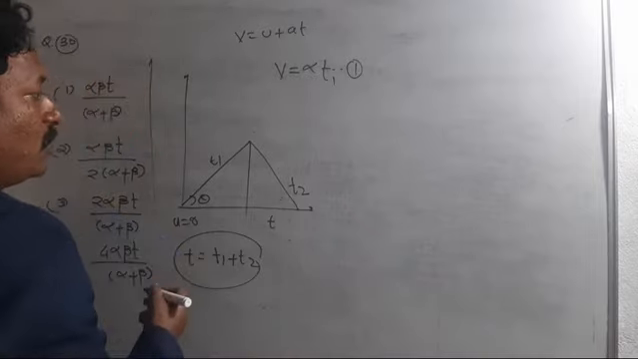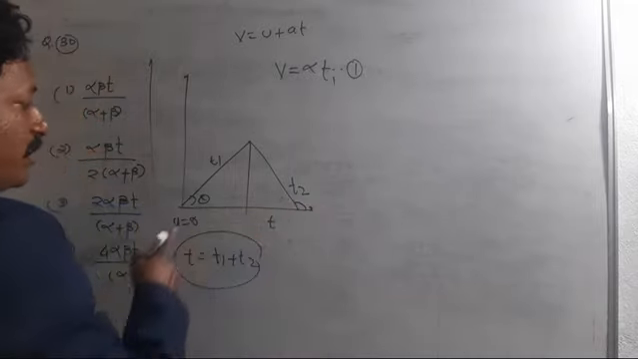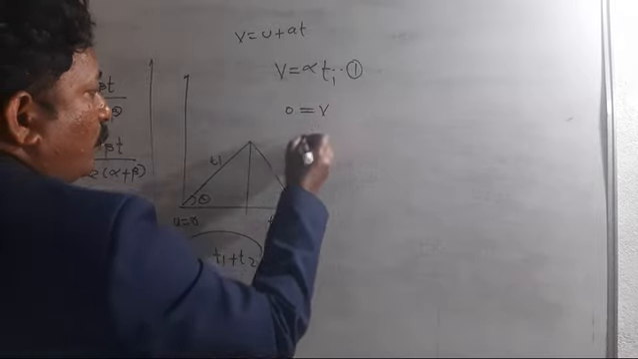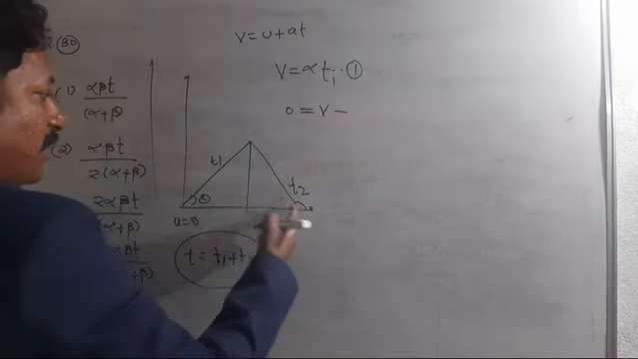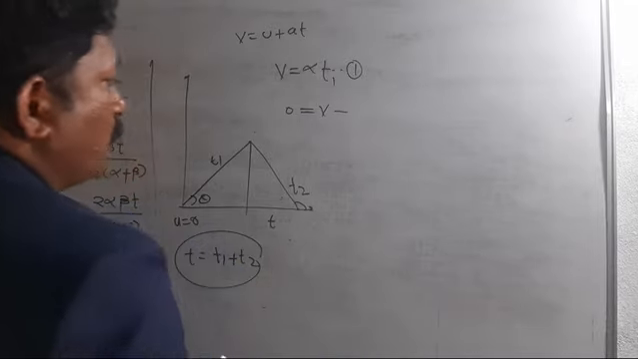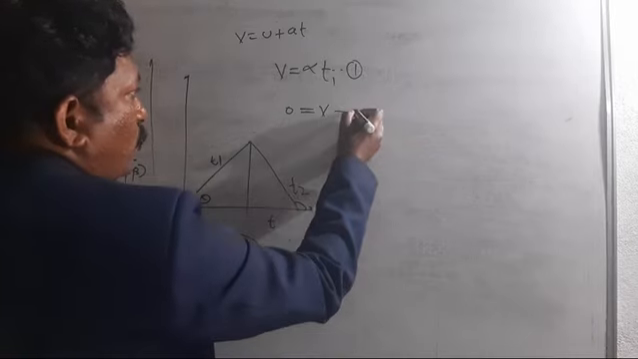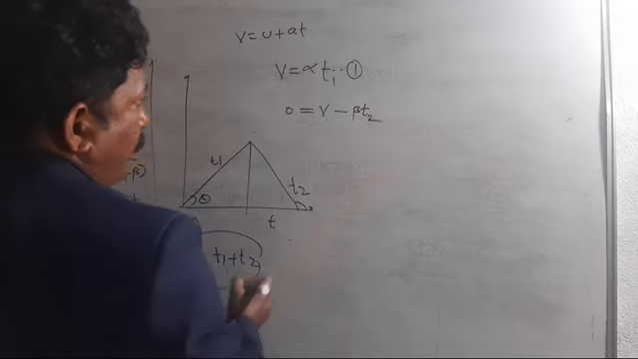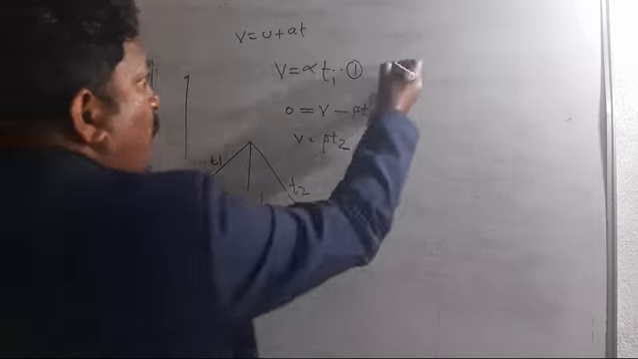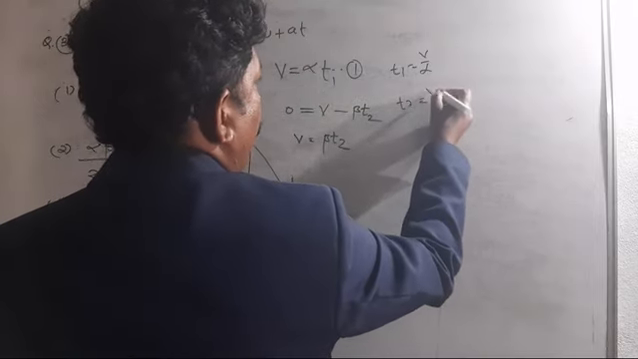In the second journey, student, this angle is an obtuse angle. Initial velocity in this case is 0, and the final velocity in this journey is v minus, because the angle is negative, so acceleration is negative. In this angle the slope is negative, acceleration is negative, right? And that acceleration is minus beta t2. So v is equal to beta t2. We will get the values of t1 and t2: t1 is equal to v upon alpha and t2 is equal to v upon beta.